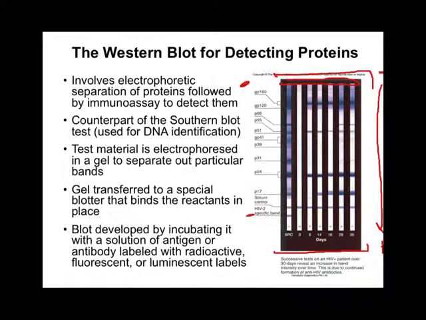And then we incubate this blot with a solution of antigen or antibody, depending on what it is we're looking for, labeled with a radioactive, fluorescent, or luminescent label so that we can see it. That's how we end up with this luminescent purple visual here. Essentially, we're measuring how big particular antigen-antibody complexes are as they move through the gel. Based on their size, we can determine what sort of antibody or antigen these substances are.